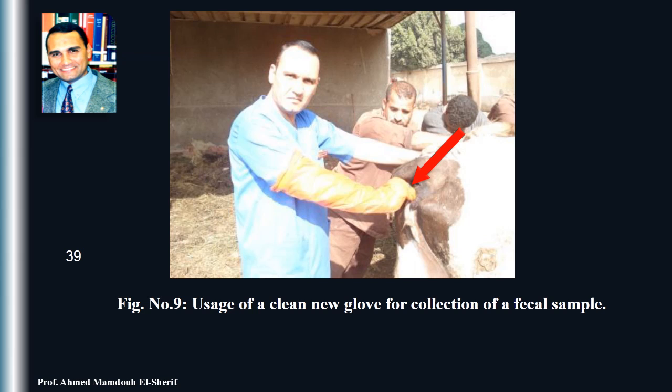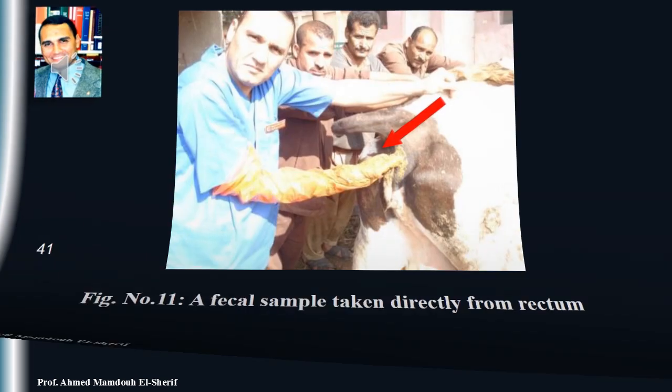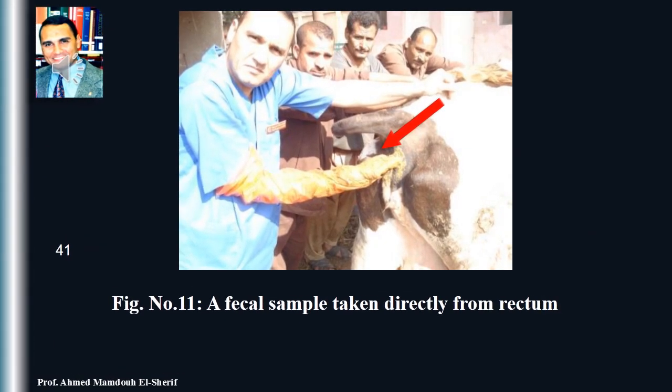Figure number 9 explains by the picture the usage of a clean new glove for collection of a fecal sample from the rectum. Figure number 10 shows you how to collect a fecal sample directly from the rectum. Figure number 11 shows the fecal sample taken directly from the rectum.